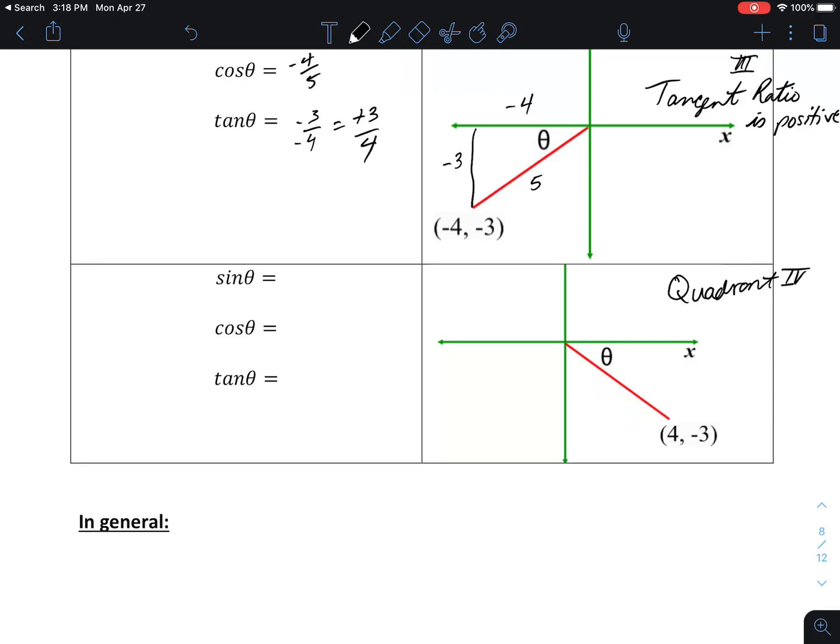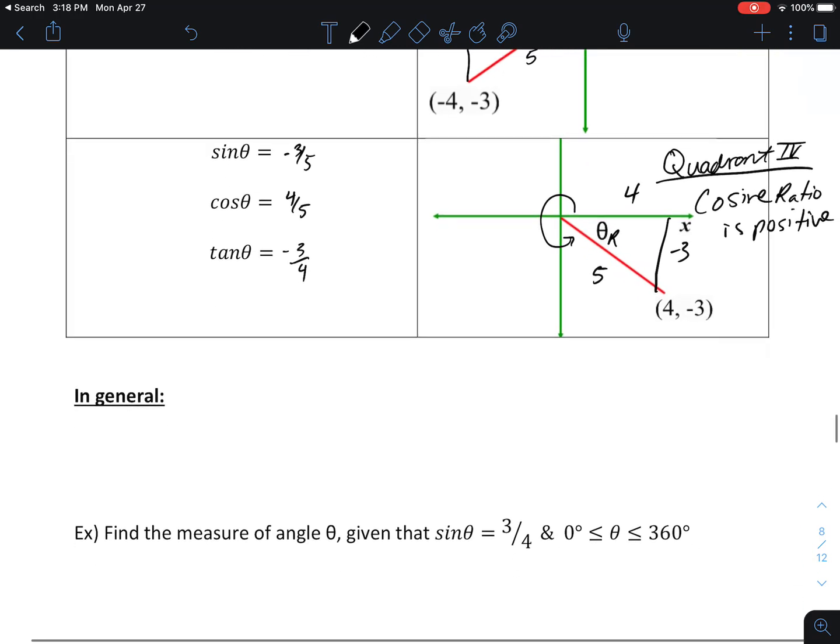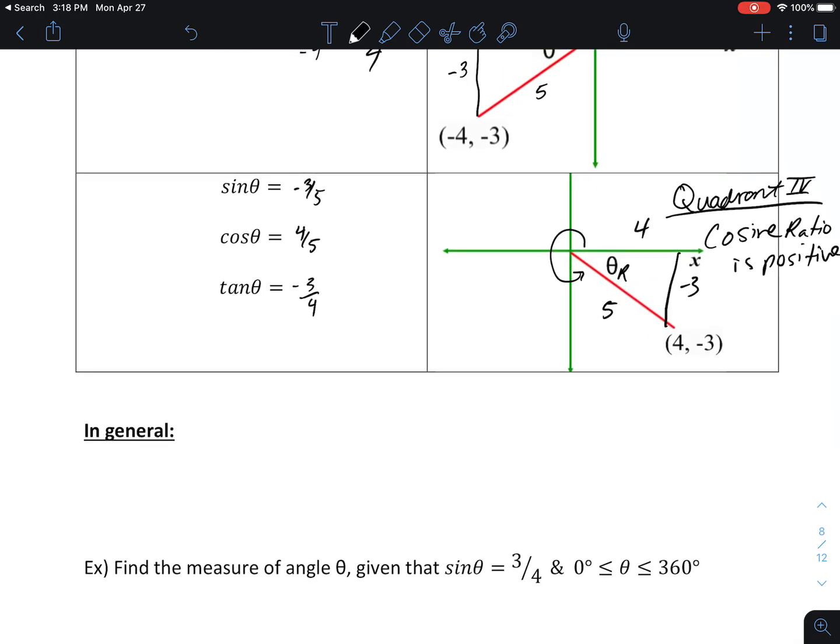All right, and then lastly, in the final example here, quadrant 4, there's our reference triangle. Here's the angle theta, -3, 4, and 5 again. Sine is negative, cosine is positive, and tangent is -3/4. So lastly, in quadrant 4, the cosine ratio is positive.